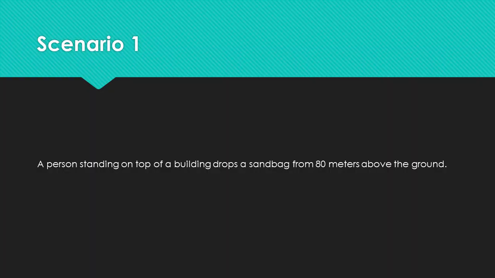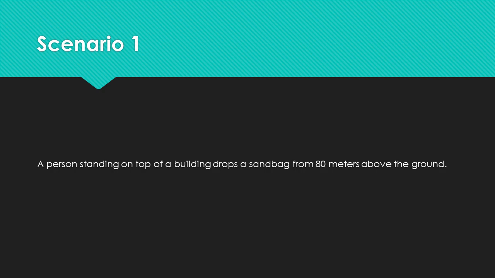Now, I just talked about how we use mathematical models. So what better way to introduce functions than with a scenario that can use a mathematical model or a function to simulate that scenario. So my first scenario is as follows. A person standing on top of a building drops a sandbag from 80 meters above the building. That's my scenario.